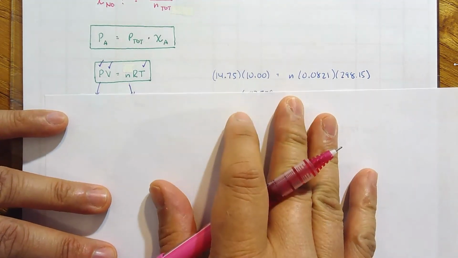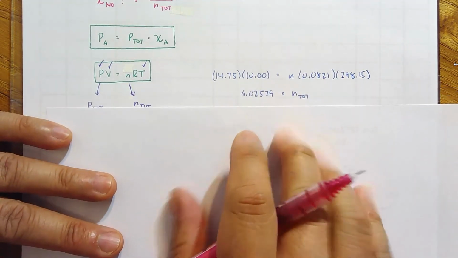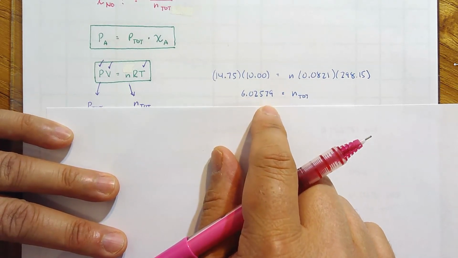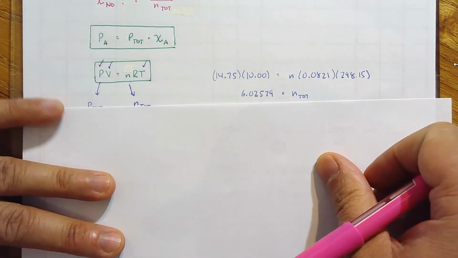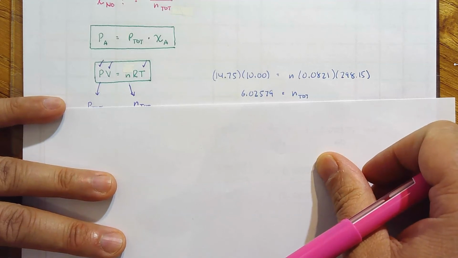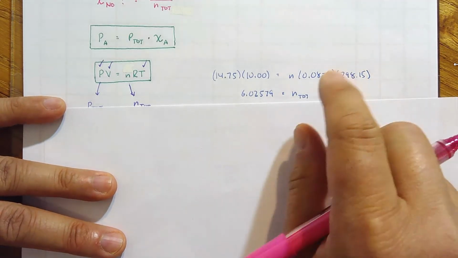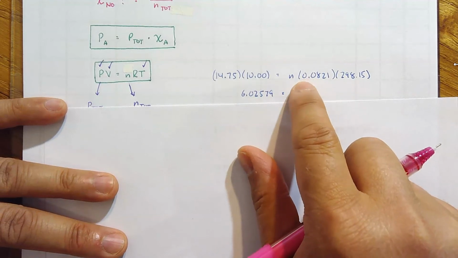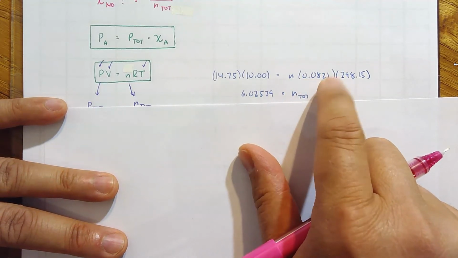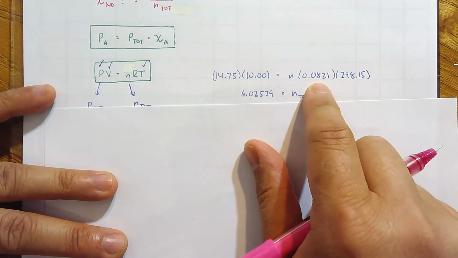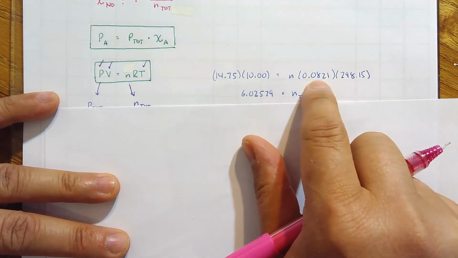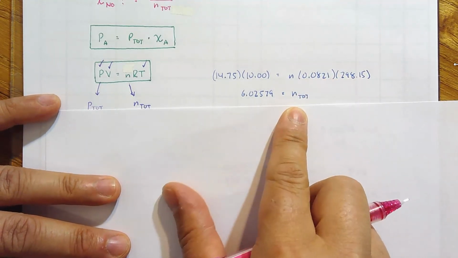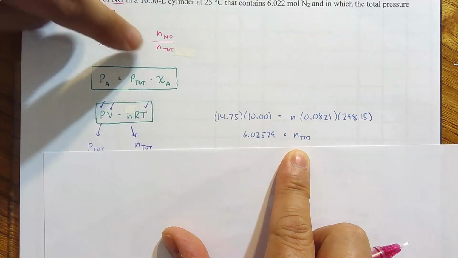So I punched all of this in my calculator and I got n equals 6.02579. I actually did look up the answer because this was from a textbook. The answer would be a little bit different if you used 0.08206 for the R constant, but I always round it to 0.0821. That's your n total. I think that could go right here directly.